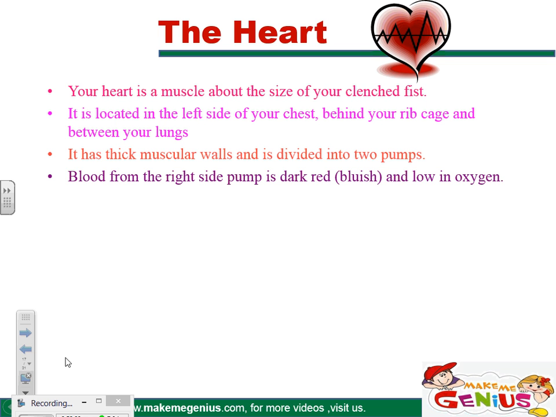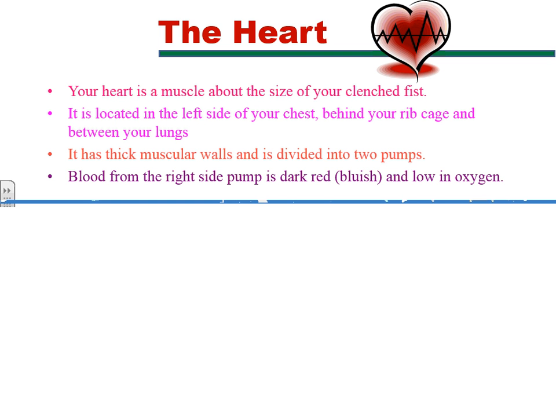Blood from the right side of your heart pump is reddish bluish, and it's low in oxygen. That's why it looks like that.